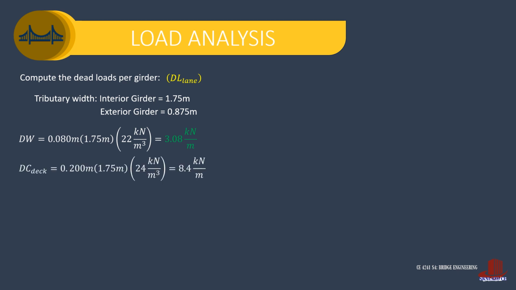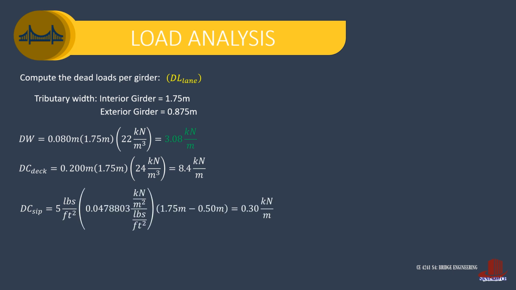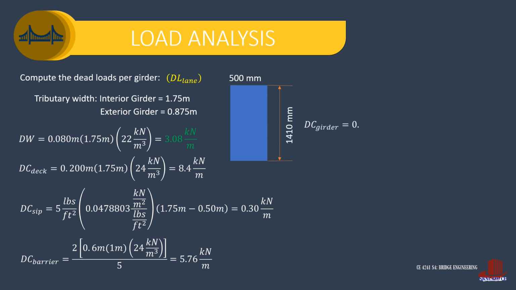DC deck is the thickness of 8 inches times 1.75 with the unit weight of concrete, making 8.4 kilonewtons per meter. For the stay-in-place form, we still use 5 pounds per square foot times the remaining width of 1.75 less the girder width, which is 0.5, and DC for SIP is 0.30 kilonewtons per meter. There are also the crash barriers. Their load is computed as twice of 0.6 by 1 meter times the unit weight of concrete divided by 5, giving 5.76 kilonewtons per meter.